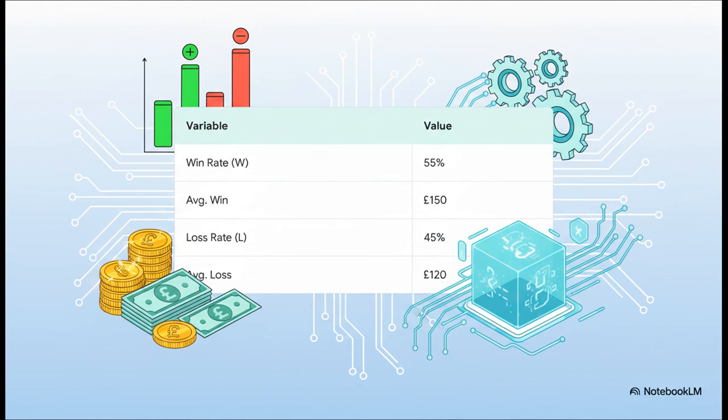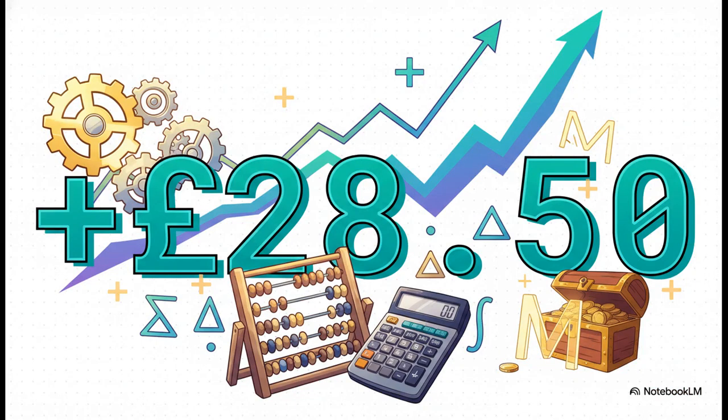Now, theory is one thing, but let's make this real. Have a look at this hypothetical strategy. The first thing you should notice is the win rate is only 55%. That's barely better than a coin flip. Our average win is £150, and our average loss is a little smaller at £120. So let's plug these numbers into that formula we just saw. And boom, there's the magic.